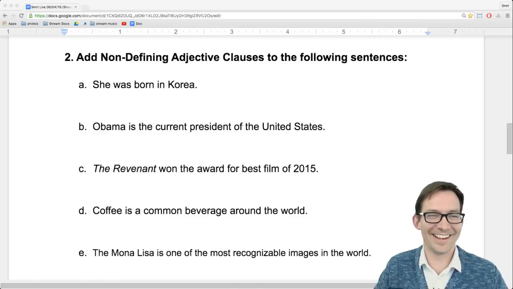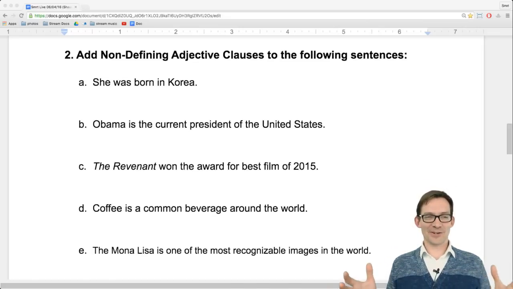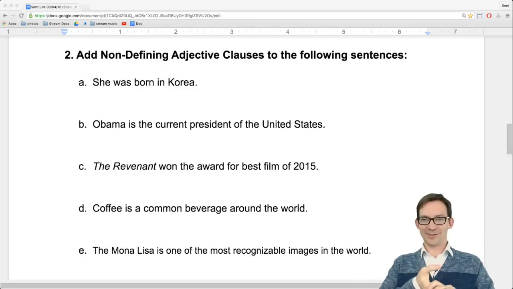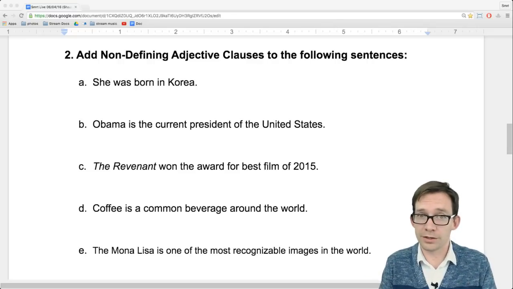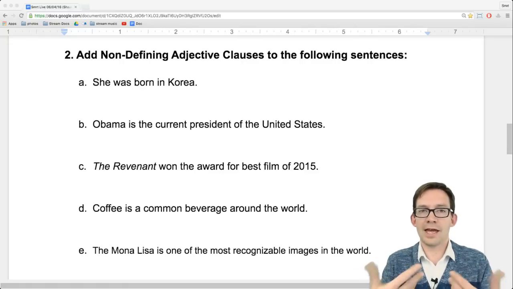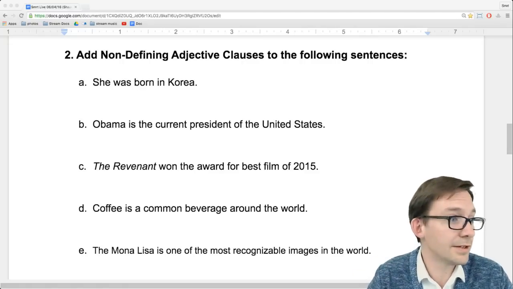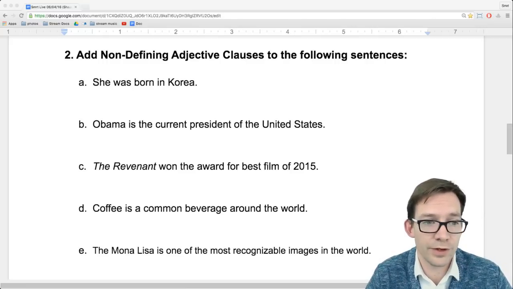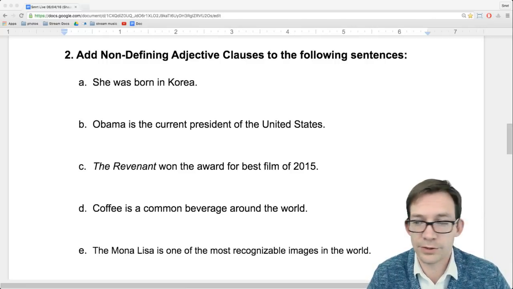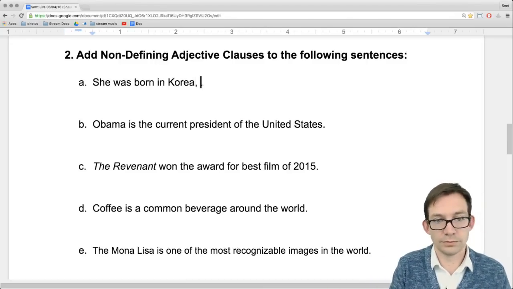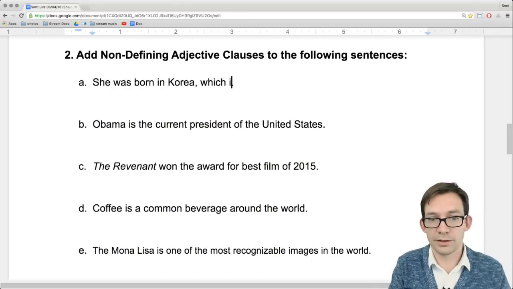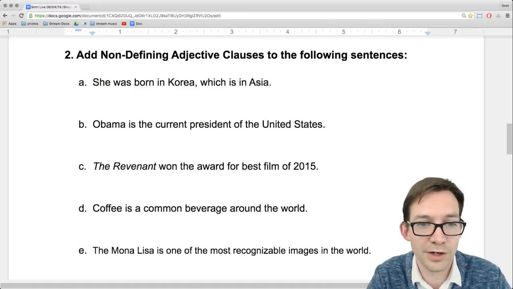Maybe? Yeah? So, in part two, it says add non-defining adjective clauses to the following sentences. You've got six sentences. Each of them don't require information to understand, but I want you to add more information just to make the sentence perhaps more interesting. So the first one, for example, she was born in Korea. So what can you say about Korea? We can keep it simple. Which is in Asia, for example. Okay, she was born in Korea, which is in Asia.